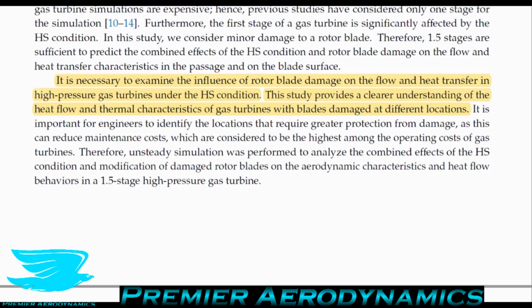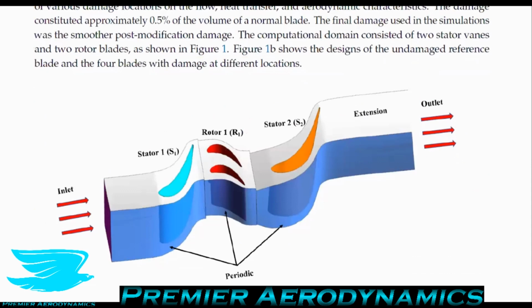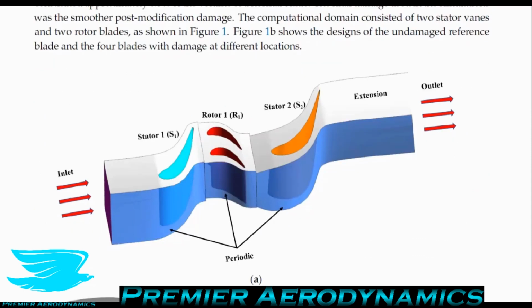But back to turbines, it is necessary to examine the influence of rotor blade damage on the flow and heat transfer in high-pressure gas turbines under the hot streak condition. This study provides a clearer understanding of the heat flow and thermal characteristics of gas turbines with blades damaged at different locations. So the blades can be damaged not just at one particular location, but many different locations if you like. And the typical anatomy of a turbine is you have the rotor and the stator, or you might have several stators and several rotors in different stages. So a rotor is like a disc with all these blades coming out of it, and that rotates around. The stator is exactly the same, except it doesn't rotate around.